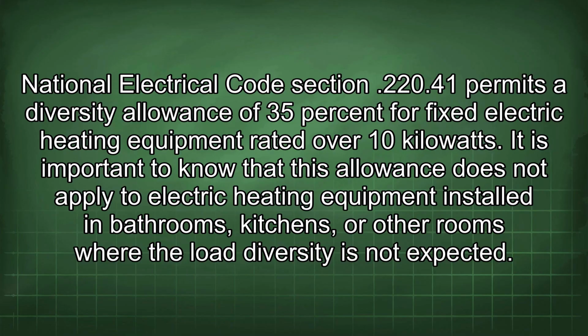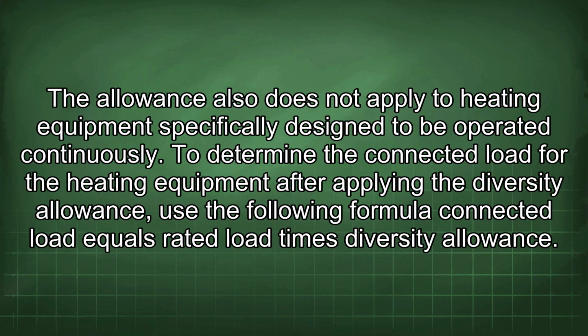National Electrical Code Section 220.41 permits a diversity allowance of 35% for fixed electric heating equipment rated over 10 kilowatts. It is important to know that this allowance does not apply to electric heating equipment installed in bathrooms, kitchens, or other rooms where the load diversity is not expected. The allowance also does not apply to heating equipment specifically designed to be operated continuously.